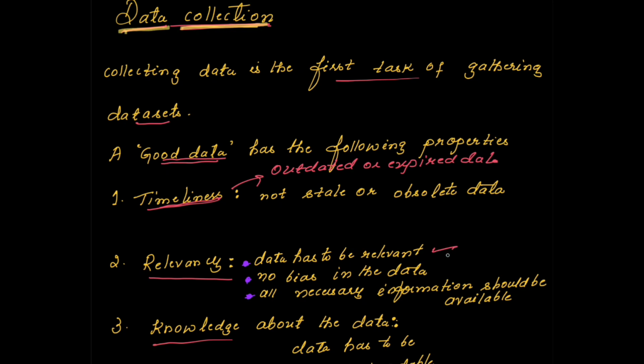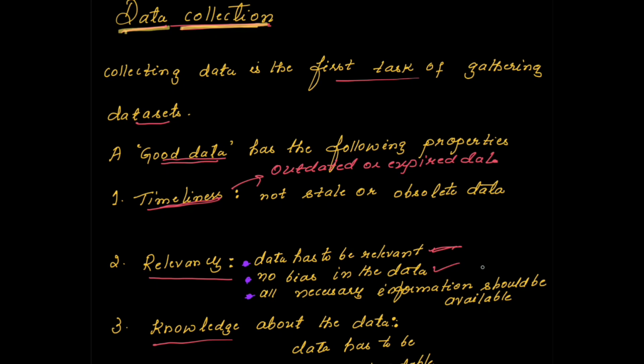Relevancy, data has to be relevant. What do you mean by relevant? Directly related to the category. That means suppose if you are collecting the sales data, past 1 year data may be relevant for you to decide the future trend, but if you are collecting a 10 years old data, then it is of no use. So we have to see that the data is also relevant. No bias in the data. That means data collected should be fair. Data collected should be fair in a sense, whatever data you are collecting, you have taken care that there is no biased or partiality.